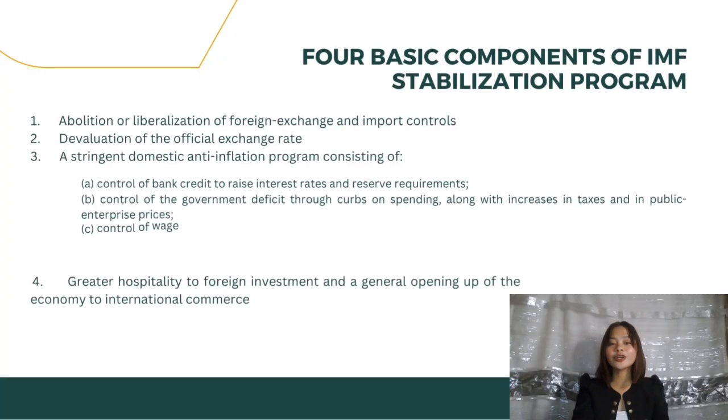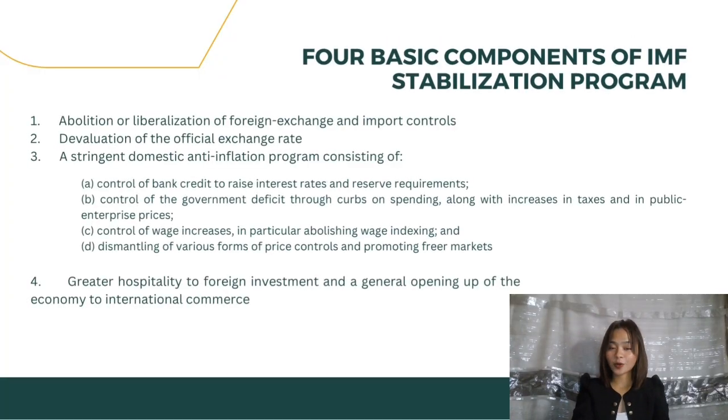So basically, there are four basic components to the typical IMF stabilization program. First is the abolition or liberalization of foreign exchange and import controls. Second, the devaluation of the official exchange rate. Third, a stringent domestic anti-inflation program consisting of A. Control of bank credit to raise interest rates and reserve requirements.